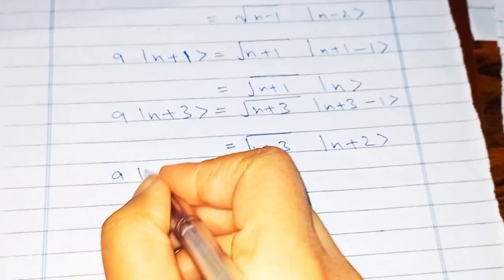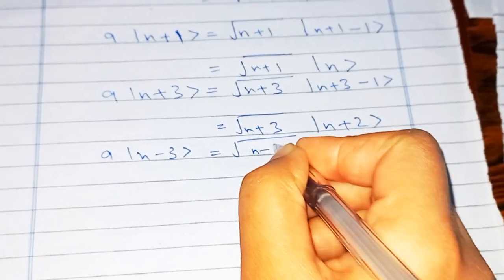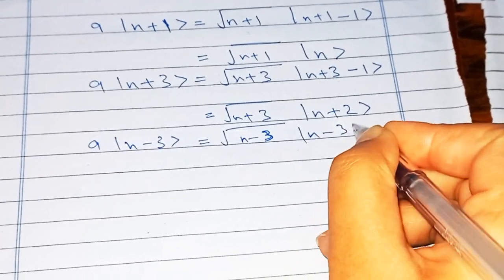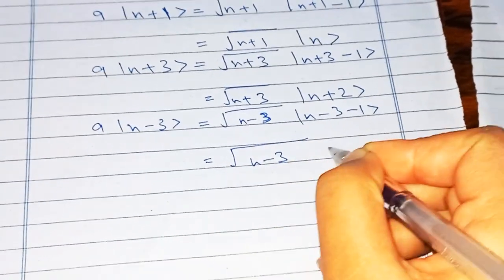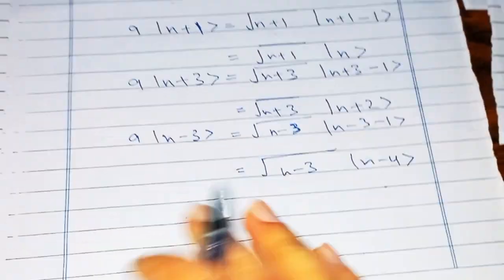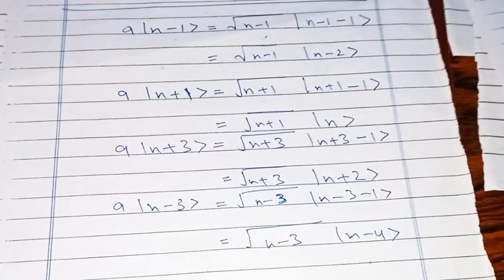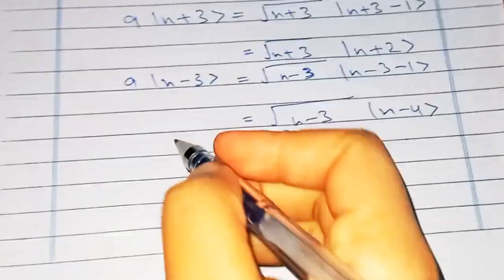Now we'll apply the lowering operator on this, so it's under root the same as it was here, and n minus 3 minus 1. We can see the same trend, and it's really easy to calculate. These are all the values for the application of the lowering operator. Now let's do it for the raising operator.